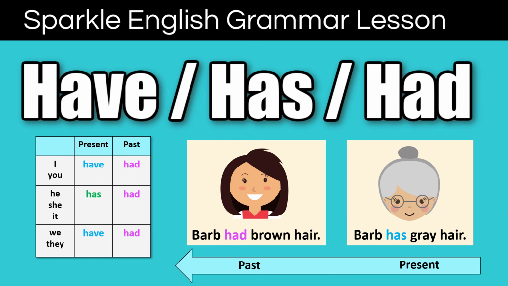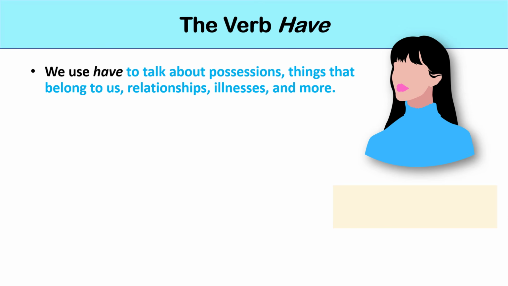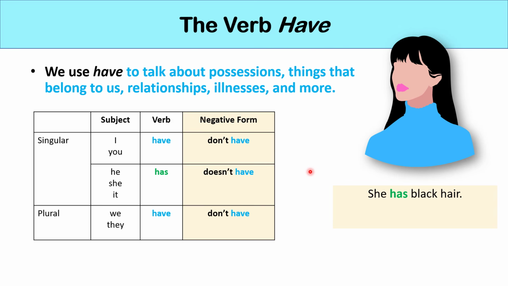In today's lesson, I'm going to teach you about the verb have, and I'm going to teach you the difference between have, has, and had. We use the verb have to talk about possessions, things that belong to us, relationships, illnesses, and more. For example, she has black hair. She doesn't have red hair.